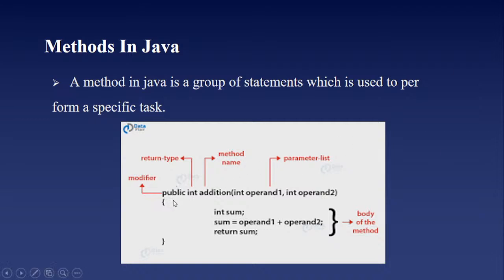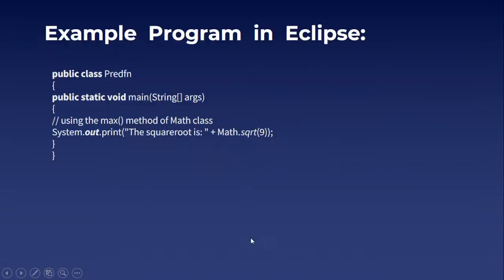So this is the corresponding syntax for creating the method. I have to use the corresponding return type and the method name, and I am passing some parameter list. I need to prepend it with the corresponding access modifier. Whenever I call this addition method, it is going to take in two operands, add them, and return the sum of the two operands.